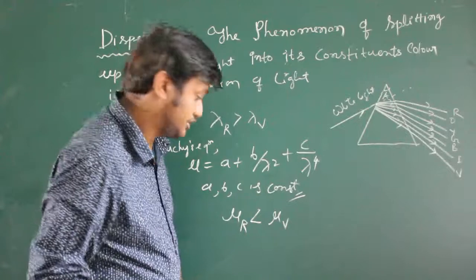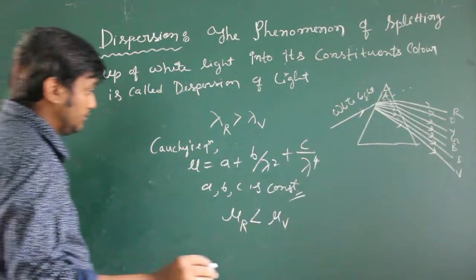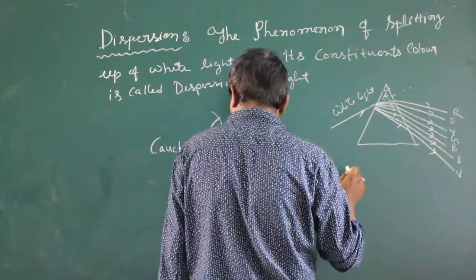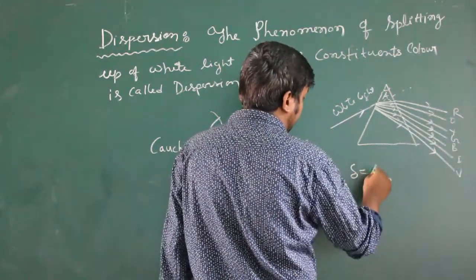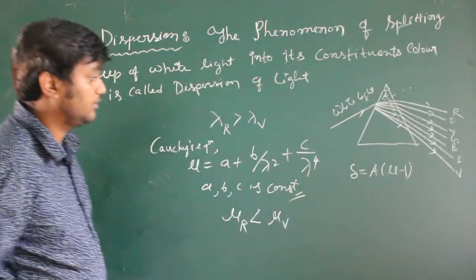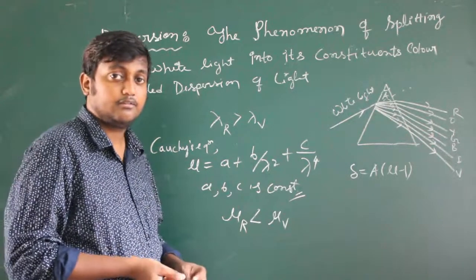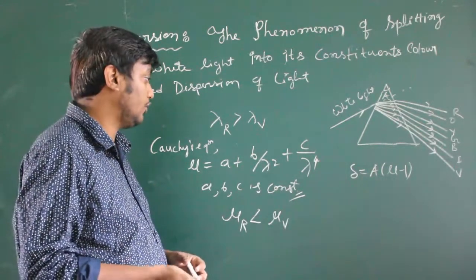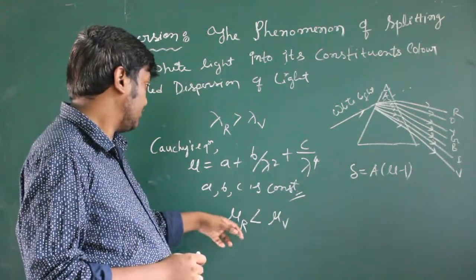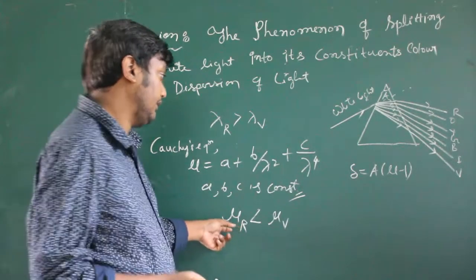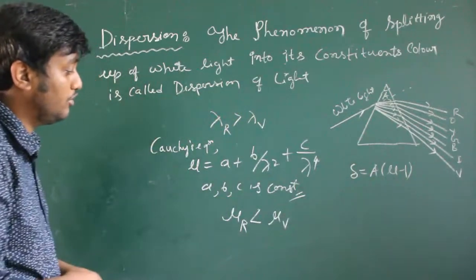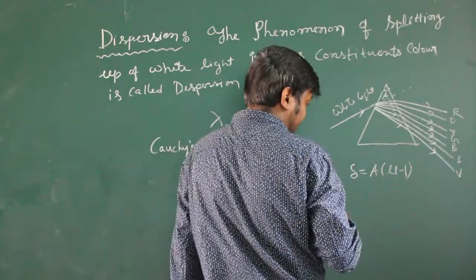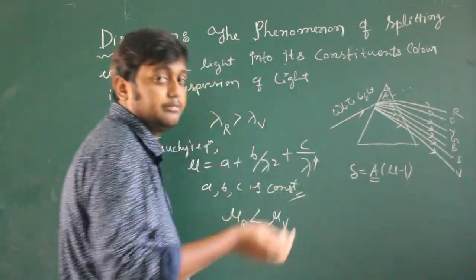Okay, up to this. Now see, we know for a small angle prism, delta equals A into (mu minus 1). We already proved this for a small angle prism. You got it? Now see from here, if mu is greater, then delta is also greater. If mu is less, then delta is also less, because A is constant. A is the angle of prism. For a prism, the angle of prism will be constant.